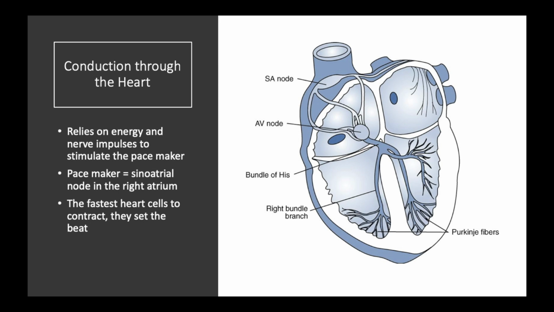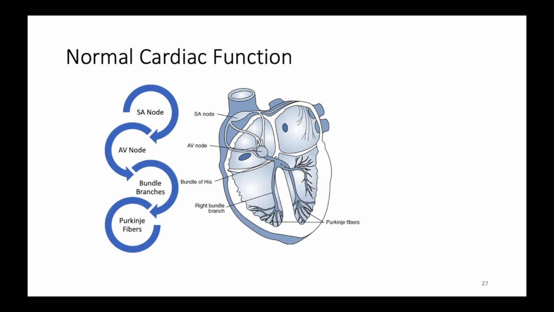Okay, so let's look at conduction of energy through the heart. The heart relies on energy and nerve impulses to stimulate the pacemaker of the heart. The pacemaker is also known as the sinoatrial node, and it's in the right atrium of the heart. It's embedded in the myocardium of the right atrium. The fastest heart cells to contract set the beat for the heart. Those cells of the myocardium within the sinoatrial node are the very fastest cells to contract when that electrical impulse is sent to the heart.